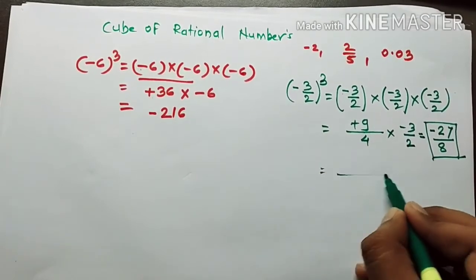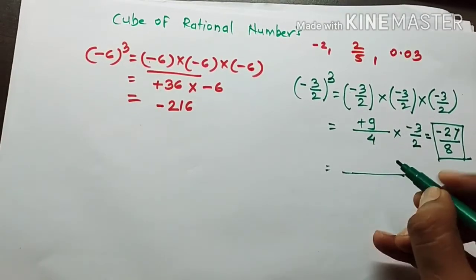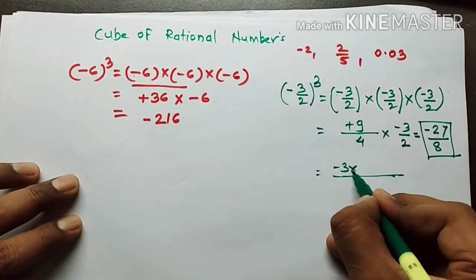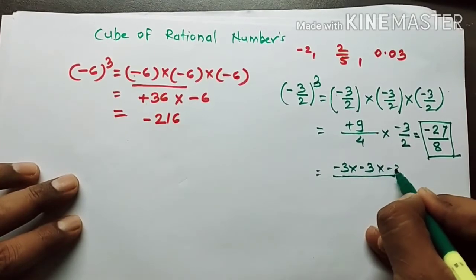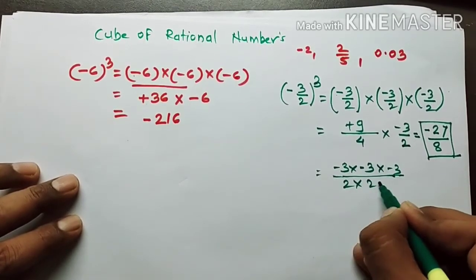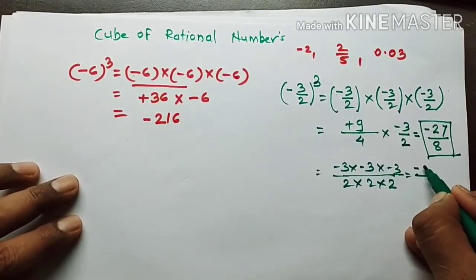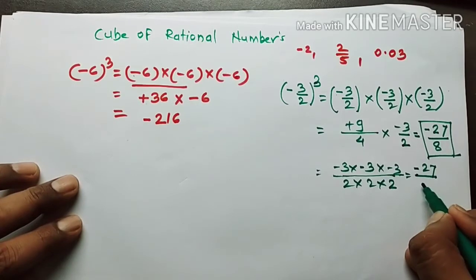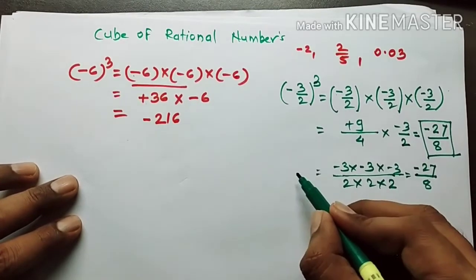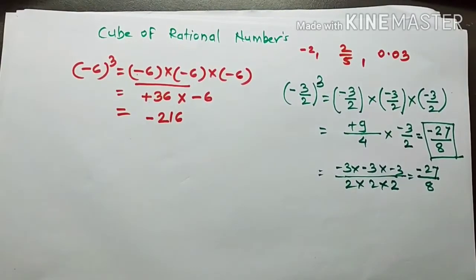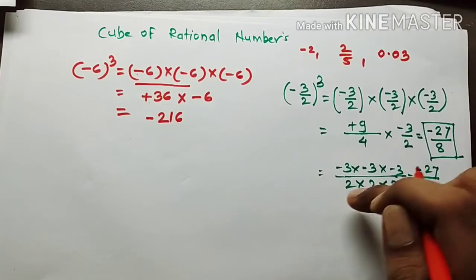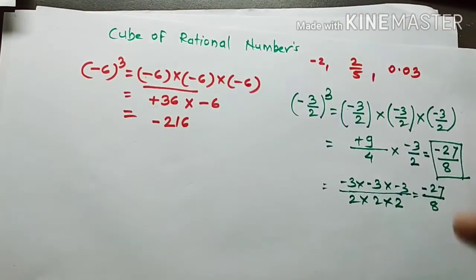You can write directly also: minus 3 into minus 3 into minus 3, over 2 into 2 into 2, in this way minus 27 upon 8. This method is also useful. There is no criterion, but you should not write directly; you have to show some steps of solving it.